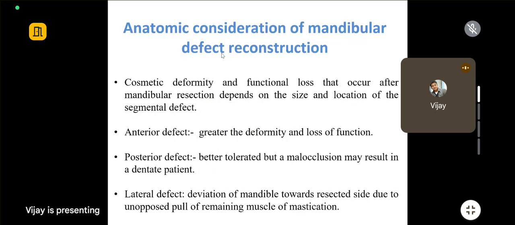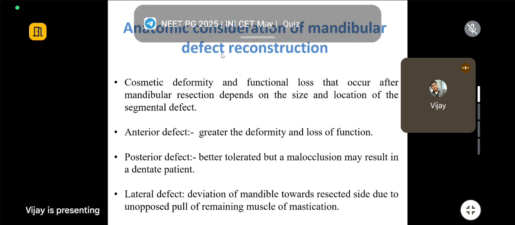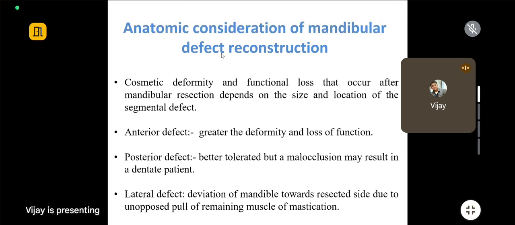So, the anatomic consideration for mandibular defect reconstruction is that the cosmetic deformity and functional loss that occur after resection depend on the size and location of the segmental defect. With an anterior defect, there is greater deformity and greater loss of function. A posterior defect is better tolerated, but malocclusion may result in a dentate patient. And with a lateral defect, there is deviation of the mandible towards the resected side due to unopposed pull of the remaining muscles of mastication.